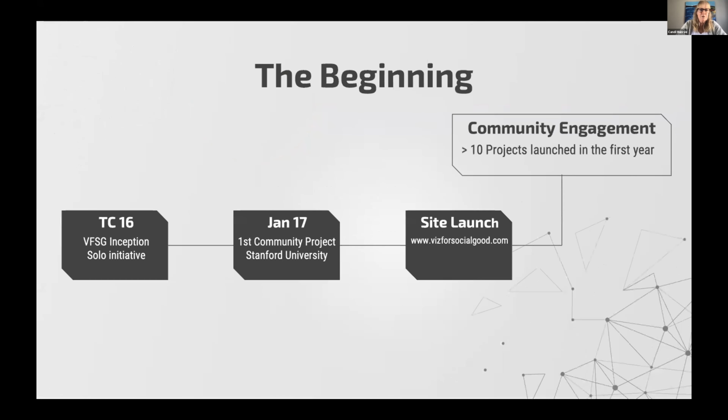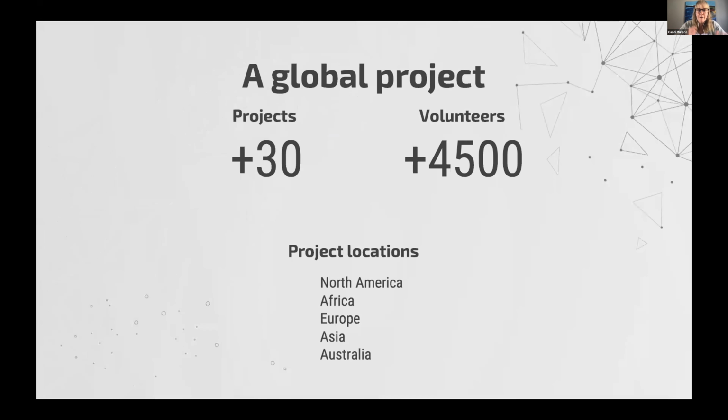That happened in 2016, and at TC 2016 this was launched. So it's been around about 5 years. The first community project was launched for Stanford University in January of 2017. And then our site was launched. In the first year, we had more than 10 projects, and some of them are listed on the website. We don't go back to all of them, but you can have a peruse a little bit later if you want. From there, we've now done over 30 projects with 4,500 volunteers.